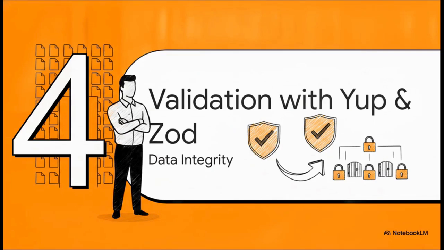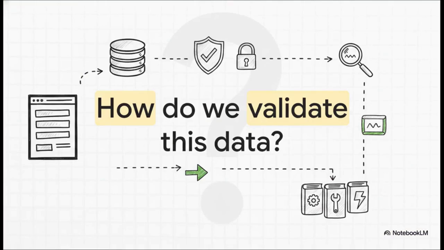Moving to section 4, validation with Yup and Zod. Let's talk data integrity. Okay, so if the form libraries are the managers, these next tools, they're the bouncers. We've built the components, we've implemented the handlers, which naturally leads us to a crucial question. How do we validate all this data? It's one thing to collect user input, right? But it's an entirely different beast to ensure that input is safe, formatted correctly, and exactly what your database expects. This bridges us perfectly to the specific validation libraries listed right at the tail end of our syllabus.